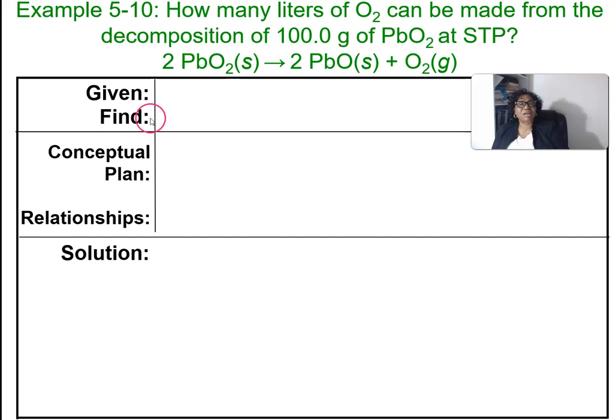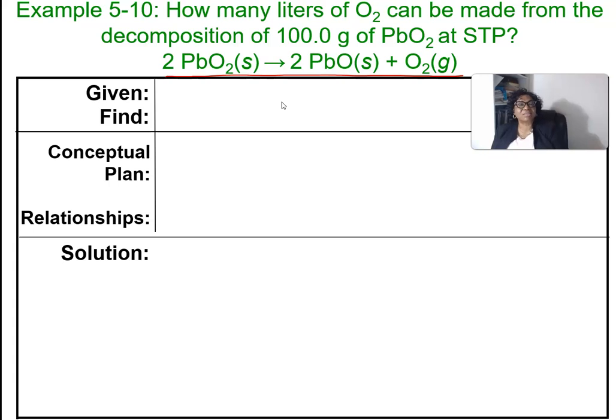So let's try and do this example. How many liters of oxygen can be made from the decomposition of 100 grams of lead-4 oxide at standard temperature and pressure? So this is the equation that represents the decomposition of lead-4 oxide.